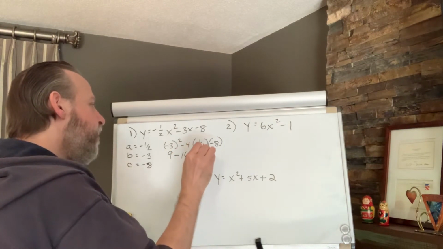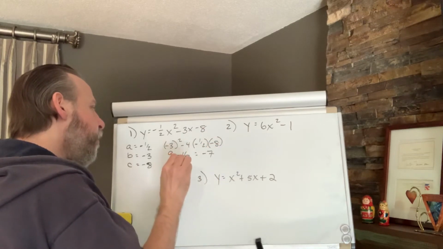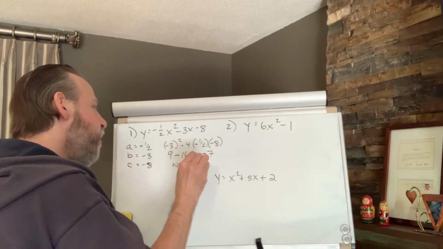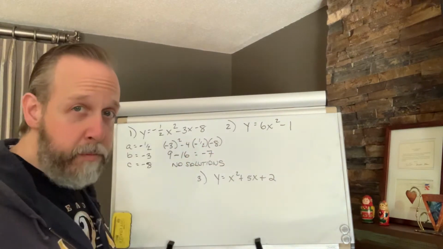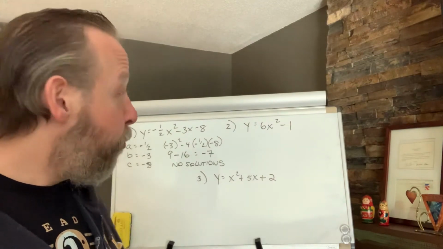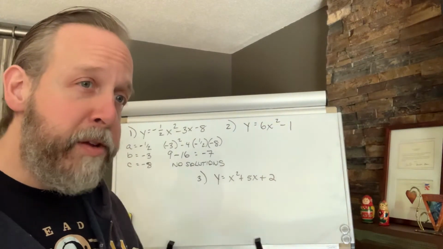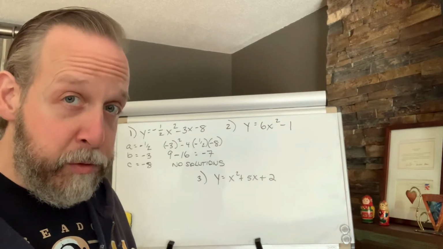And 9 minus 16 is negative 7, which tells you there will be no solutions to that quadratic problem if it were solved. If you would use the quadratic formula to solve the quadratic problem, you would have found a negative discriminant, a negative number under the square root, which would have meant there's no real solution.